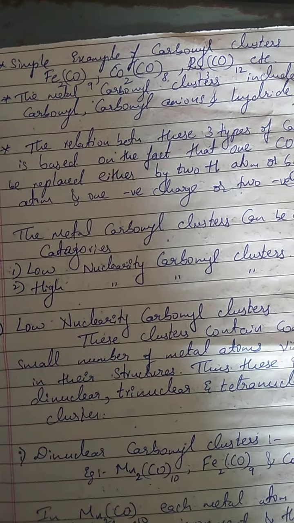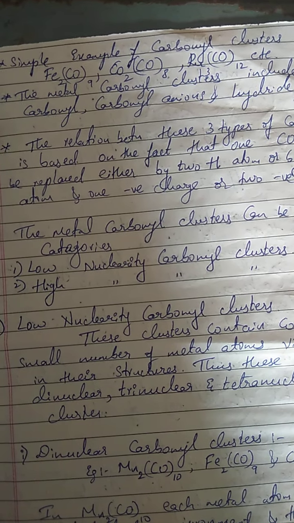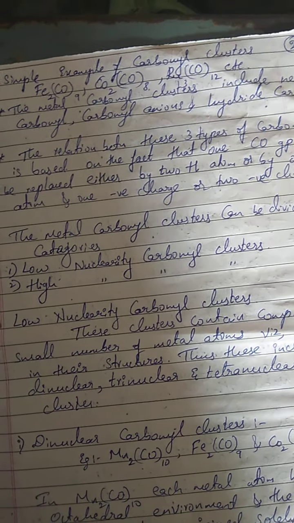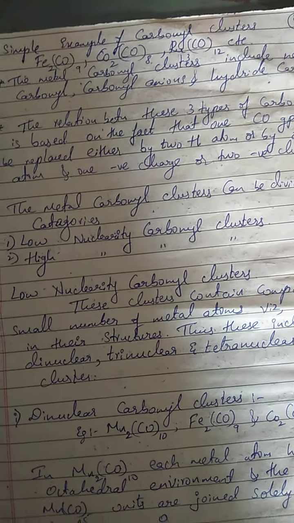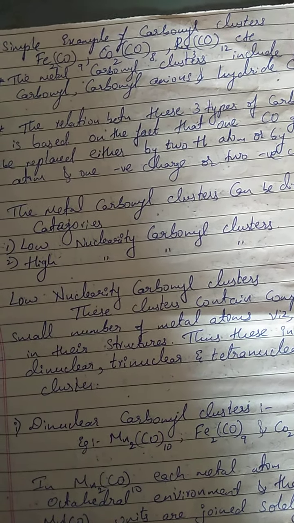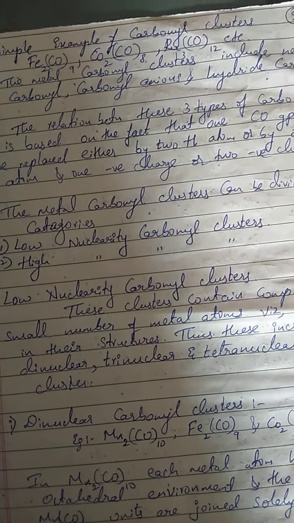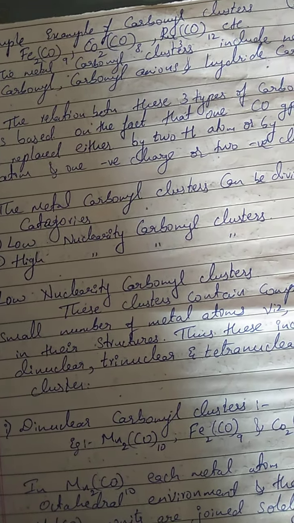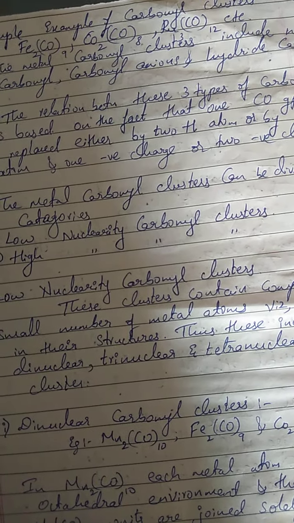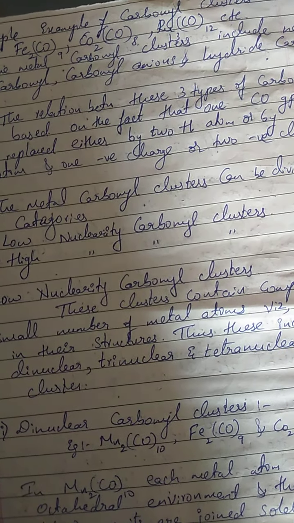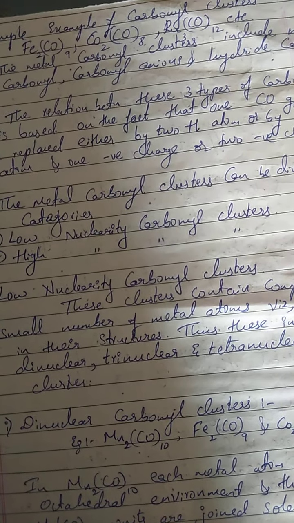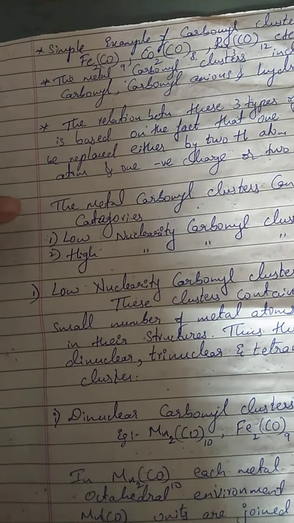Some examples of carbonyl clusters are Fe2(CO)9, Co2(CO)8, Ru3(CO)12, etc. Metal carbonyl clusters include neutral carbonyls, carbonyl anions as well as hydride carbonyls. The relationship between these three is based on the fact that one CO group can be replaced by two hydrogen atoms, or by two negative charges.